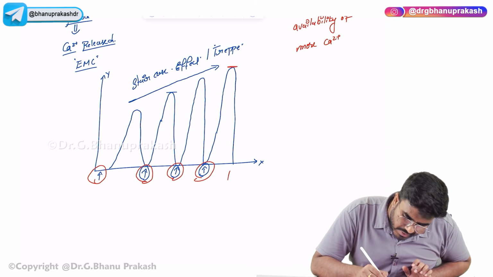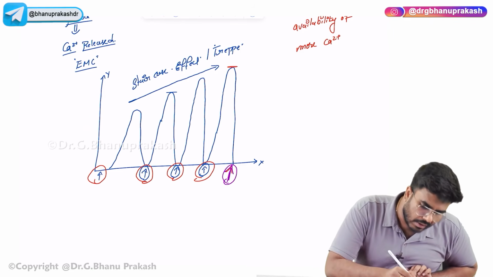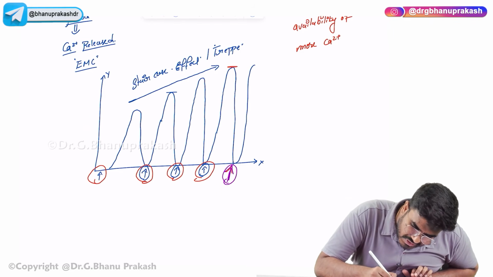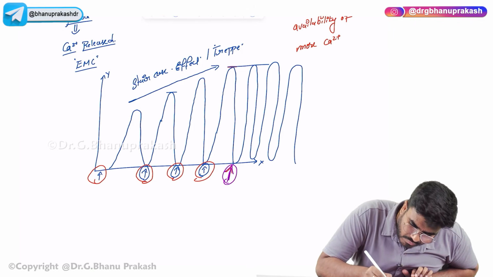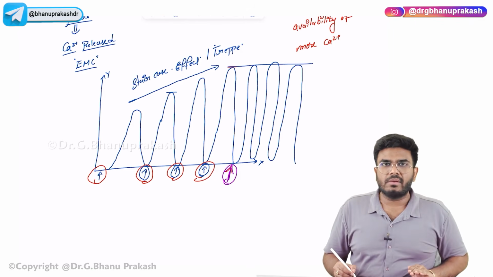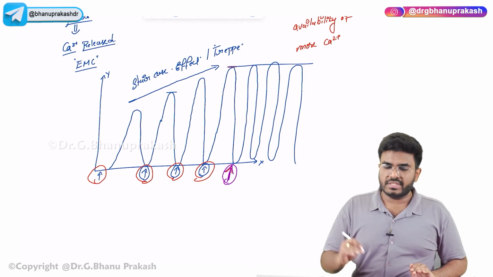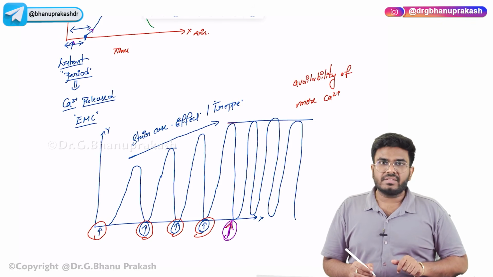For the 5th stimulation, see here I am giving the 5th stimulation. Let me show it with another color. Now from here the force generated is going to be constant. The muscle is contracting, relaxing, but the force generated is going to be constant. From the 4th time it's going to be the same. Okay, so this is called the staircase effect or treppe.